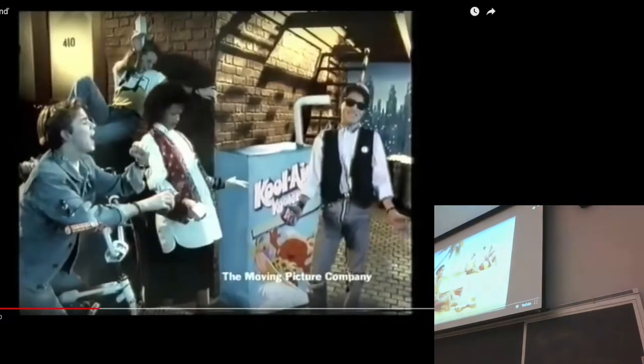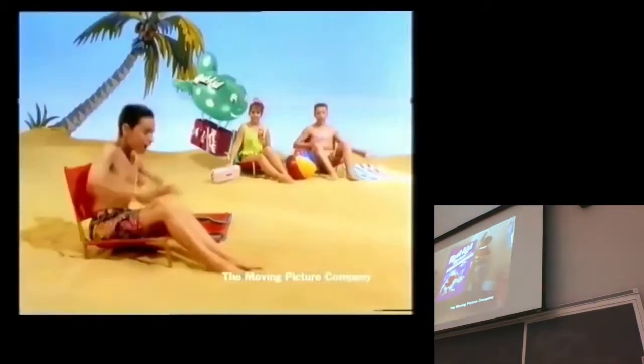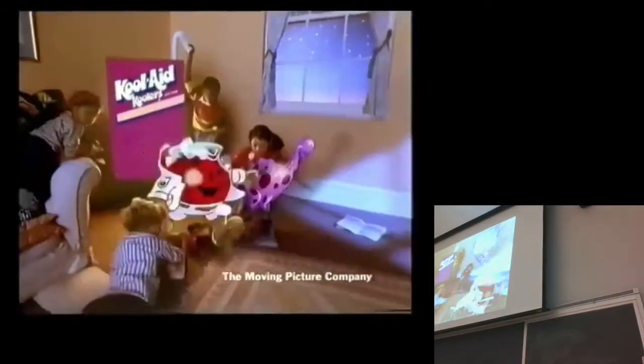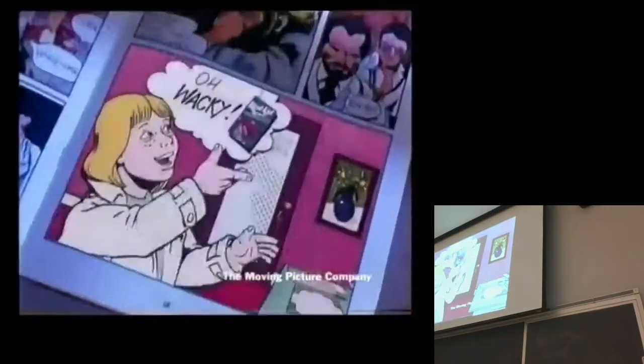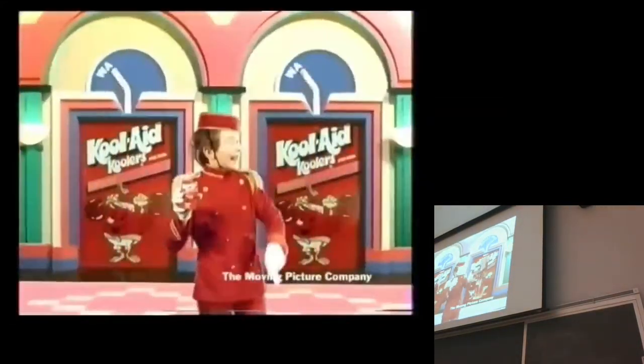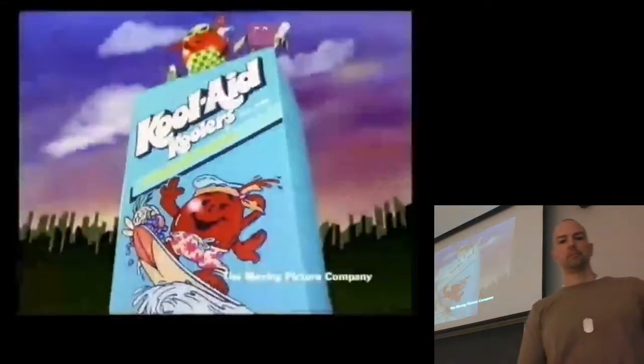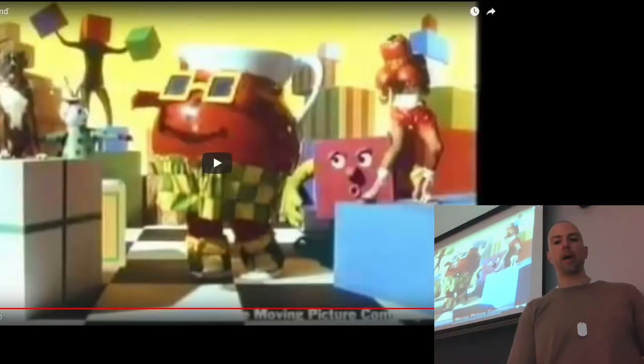Wacky box. Kool-Aid style. Wacky. Oh, wild. Kool-Aid style. It's wacky, wild, Kool-Aid style. The box is totally wacky. All right, it's the box that's totally wacky.